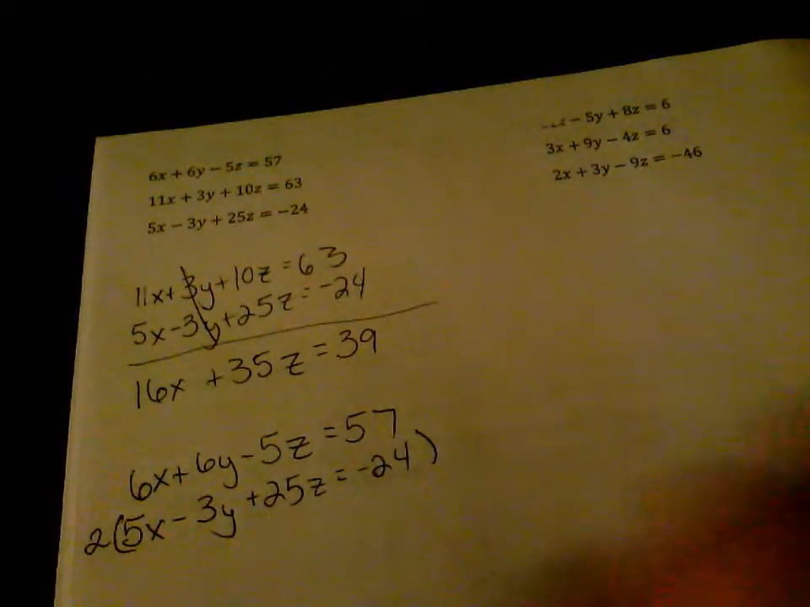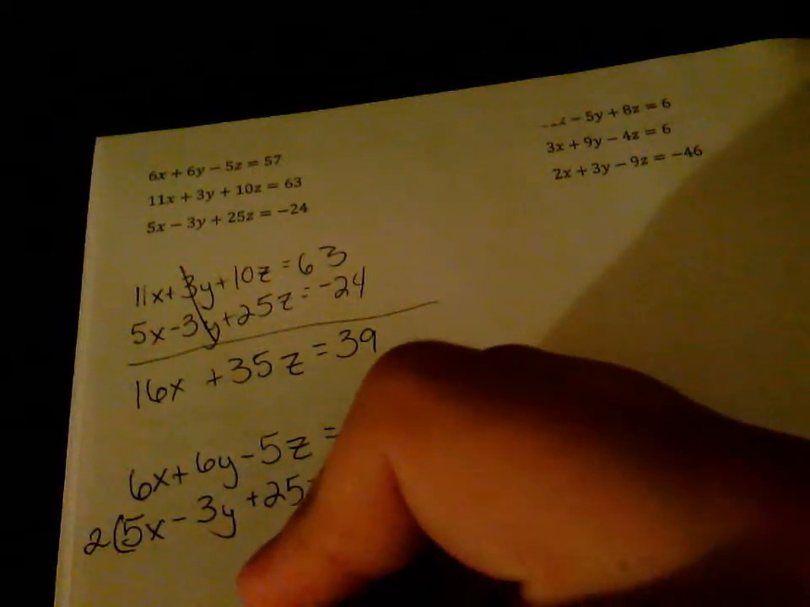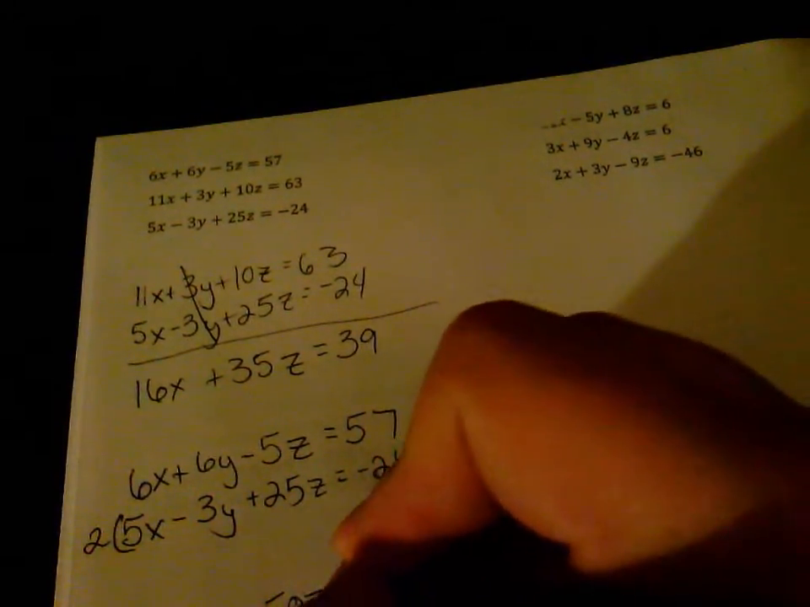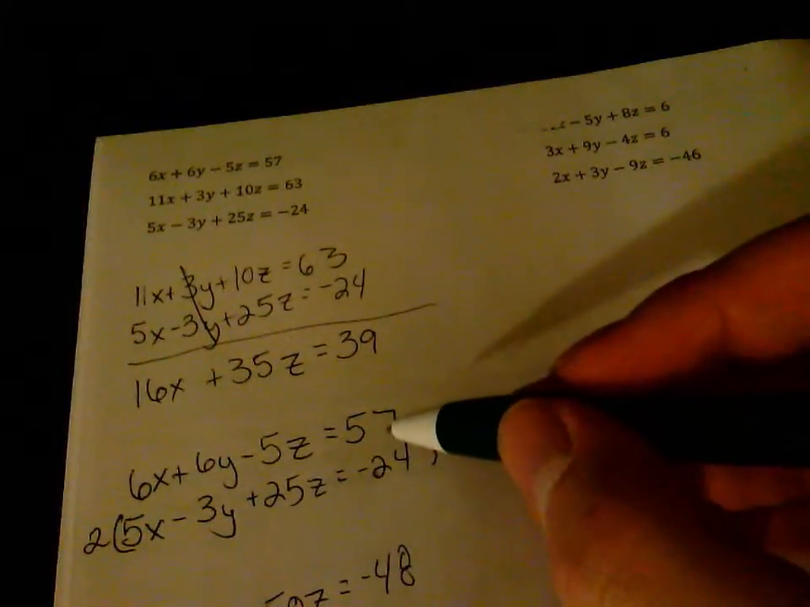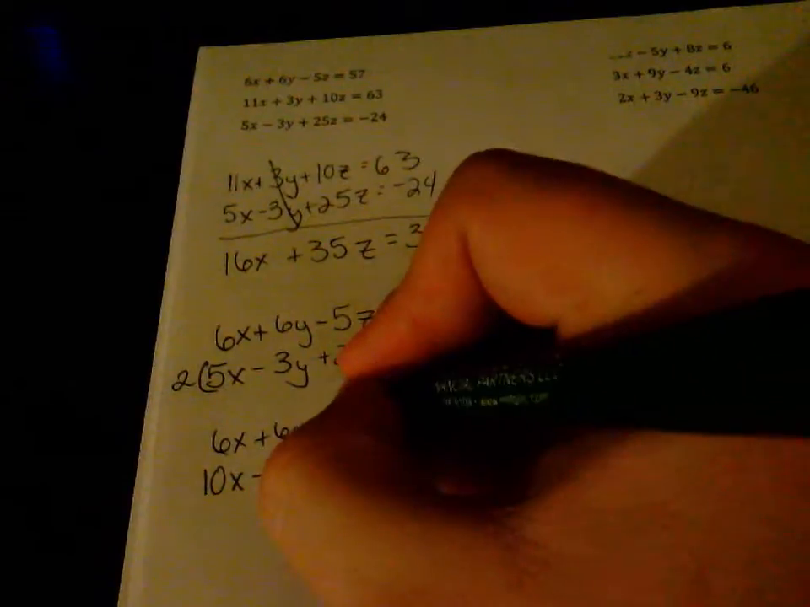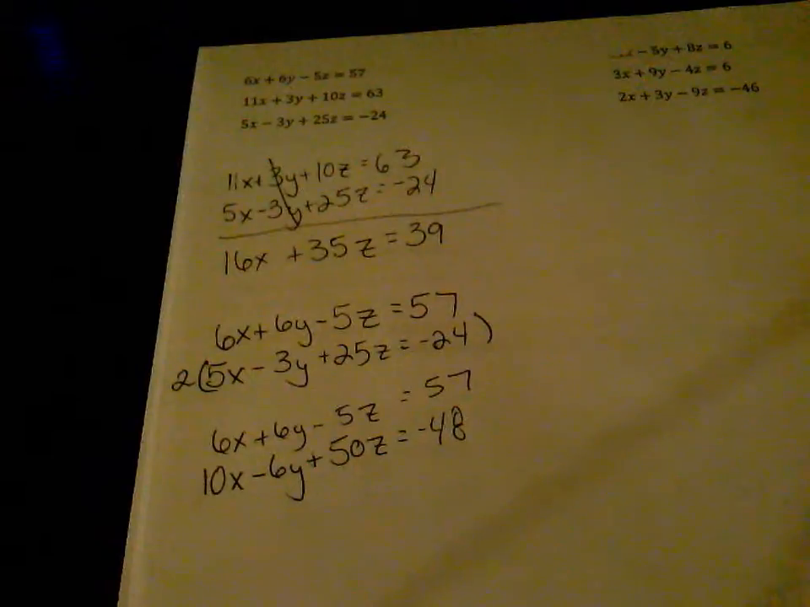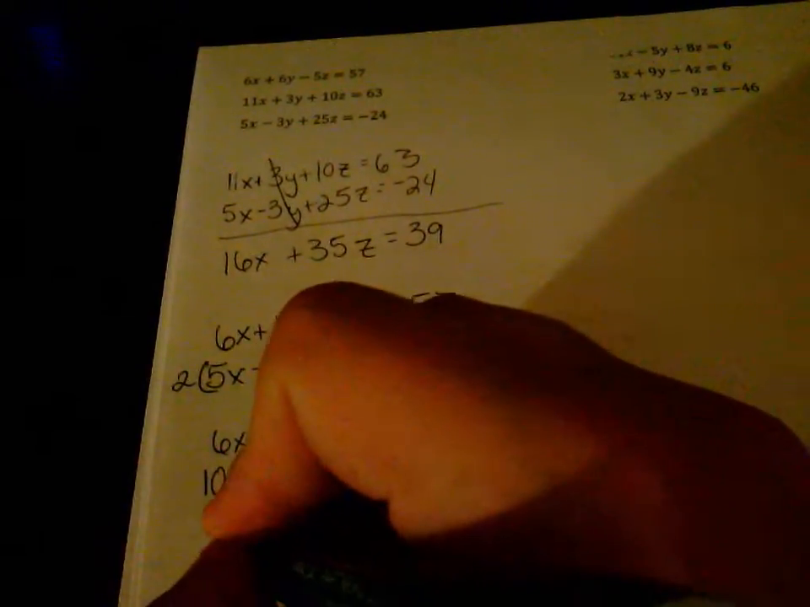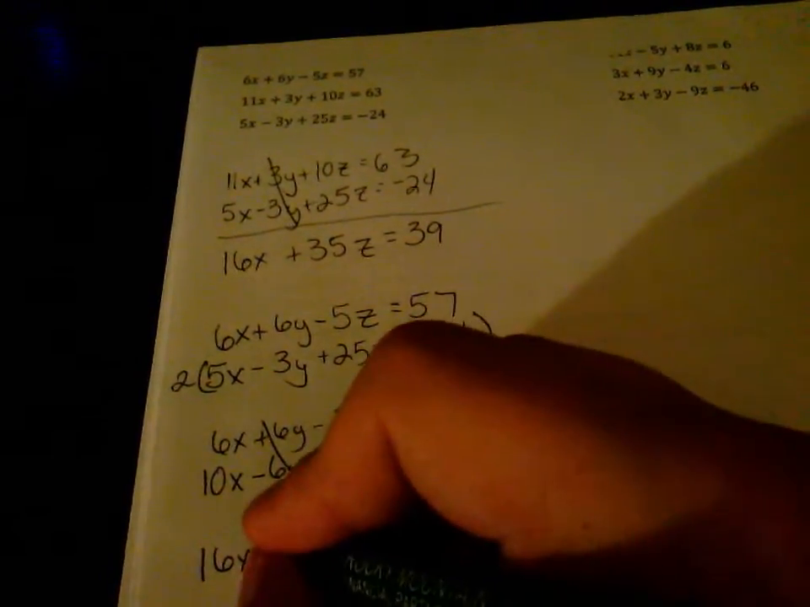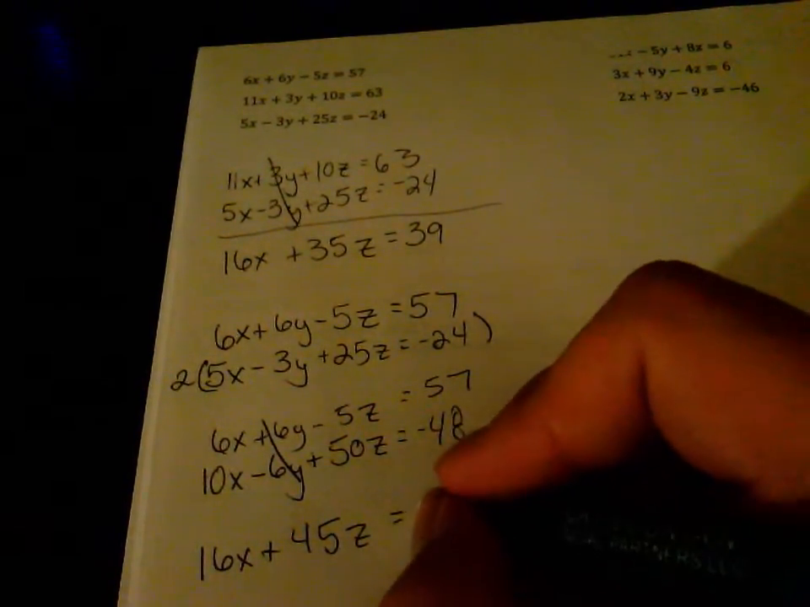Now I'm going to distribute this. This is going to give me 10x minus 6y plus 50z equals negative 48. I'm going to rewrite this one above it so that we don't get confused where things came from. Okay. So let's add downwards. This gives me 16x. This crosses out. This gives me 45z. And then this gives me, what? 9.